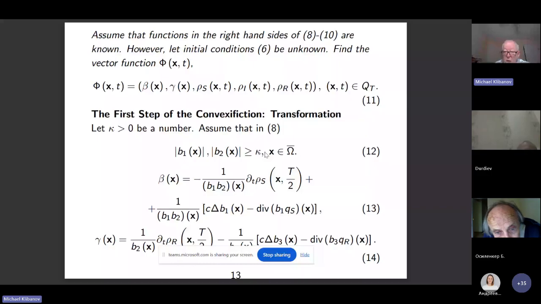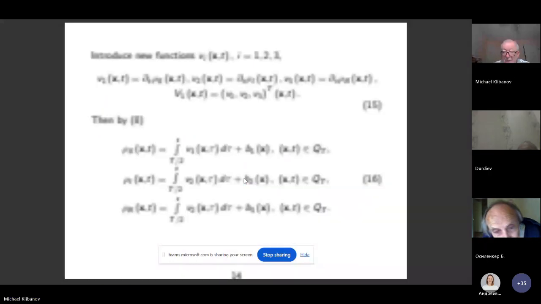Then I go back to my system, substitute t equals T over 2, and express my coefficients through the solution. That's trivial algebraic manipulation. What is not trivial here? B1, B2 are known, not a big deal. I assume that my velocities are known, but the time derivative is unknown. In other words, I don't know the time derivative of the solution of my equation.